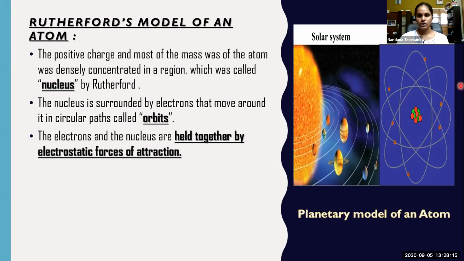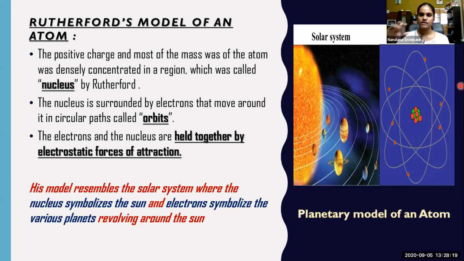Now, this is also called the planetary model of an atom. Why? Because his model resembles the solar system. We know about the solar system. The sun is in the center and many planets revolve around the sun. So here, if you see, there is a resemblance. The nucleus symbolizes the sun in the solar system, and the electrons revolving in these orbits represent the planets. This is why it is called the planetary model of an atom.